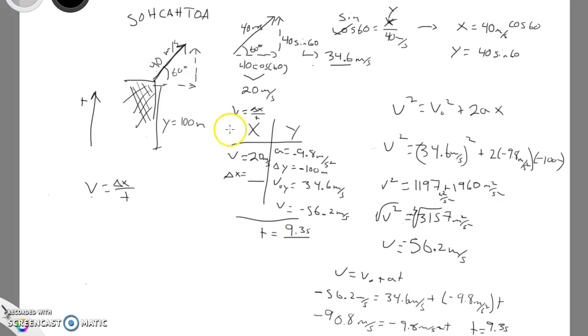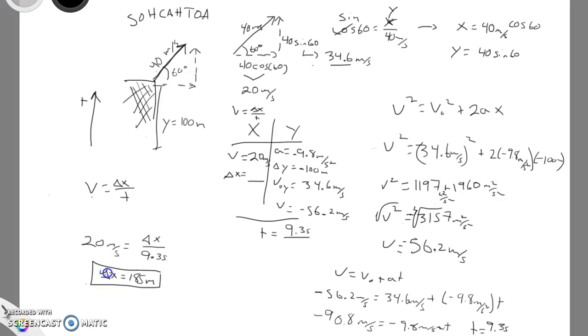And finally, since I want to find displacement, I have time and velocity now, so I can say 20 meters per second is equal to my horizontal displacement divided by the time of 9.3 seconds. So to solve this, I multiply by 9.3, and I get a displacement horizontally of 185 meters.